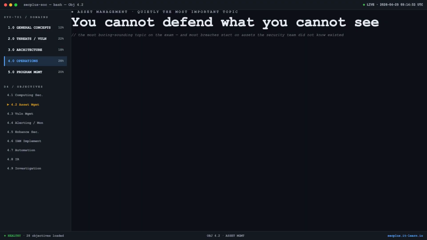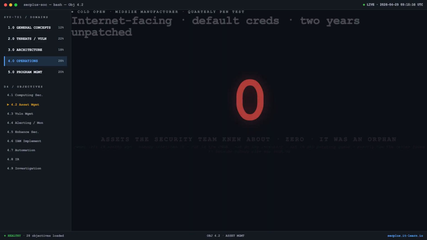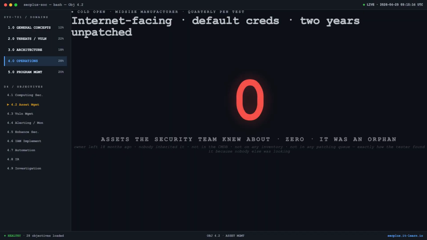Picture this: mid-size manufacturer, quarterly external pen test. The tester finds an internet-facing development server with no patches in 2 years, default credentials on the database, and a copy of the production customer list sitting in a public folder. The security team is furious. They had no idea this server existed.